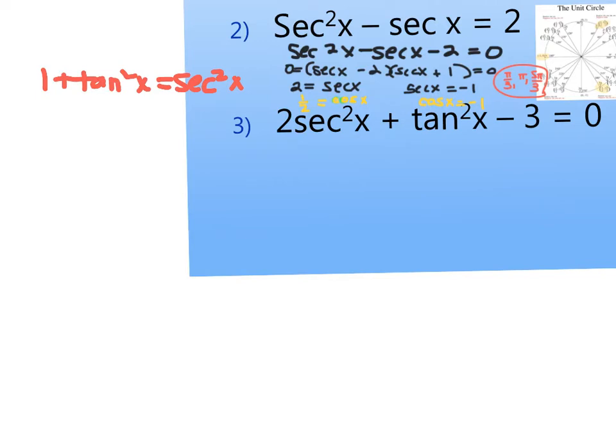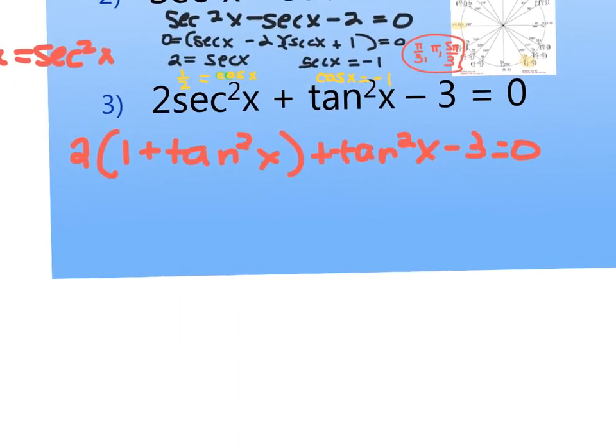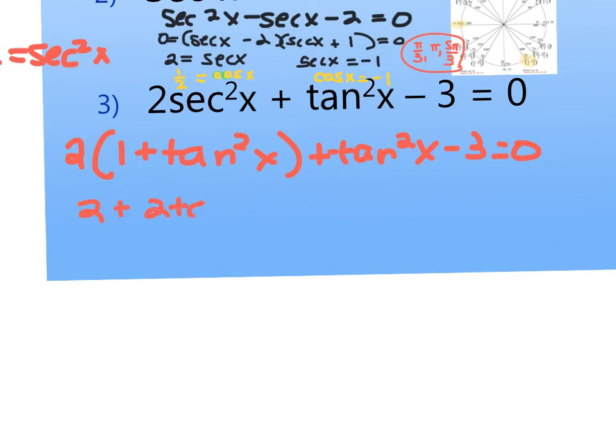My advice would probably be to replace the secant with the tangent because you already know the tangent values, and then you wouldn't have to flip it to get the cosine. But honestly, it's not that much of a difference. So if I know that secant squared equals 1 plus tangent squared, then I'm going to say 2 times 1 plus tangent squared x plus tangent squared x minus 3 equals 0. Then I'm going to distribute the 2, so I get 2 plus 2 tangent squared x plus tangent squared x minus 3 equals 0. Combine my like terms, and I get 3 tangent squared x minus 1 equals 0.